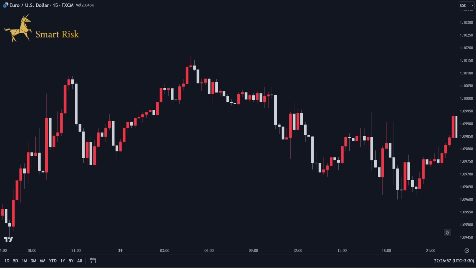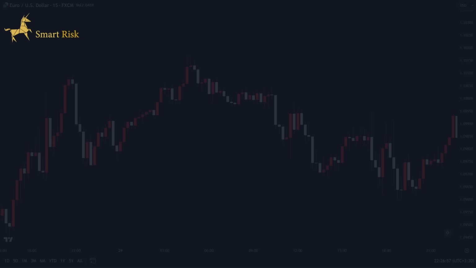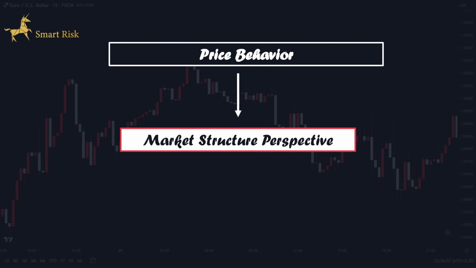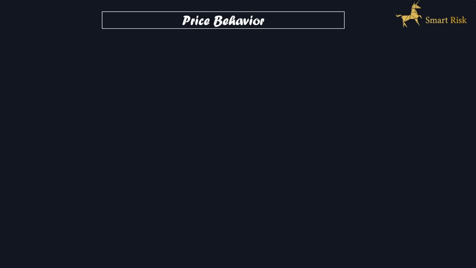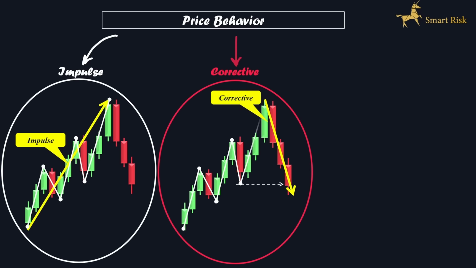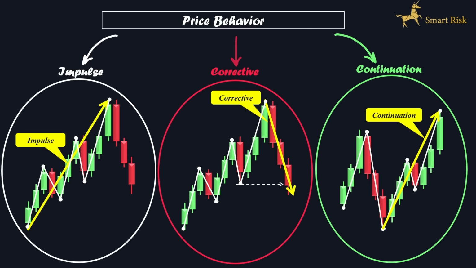Welcome back, traders. So, let's get started. Now let's start with the basics of price behavior in the market from the market structure perspective. Price movement comprises three primary sub-movements: impulse, corrective, and continuation. Each of these sub-movements is already composed of internal candlestick formations. Now, let's get into the details of each one.